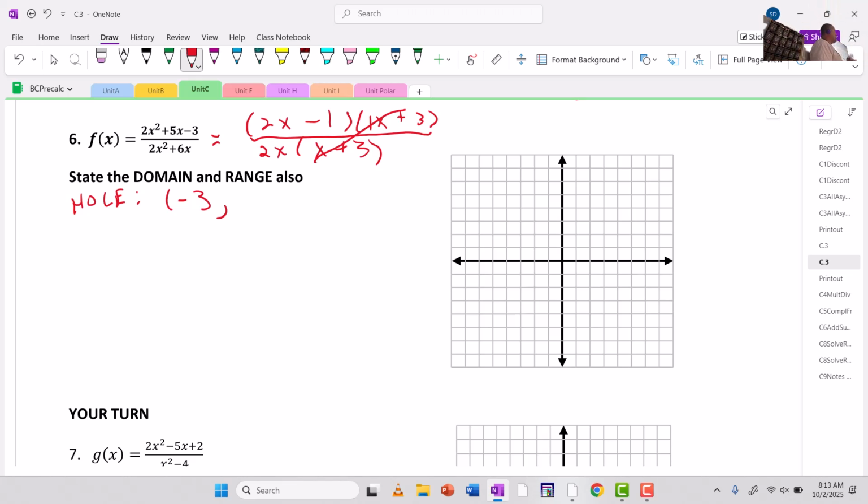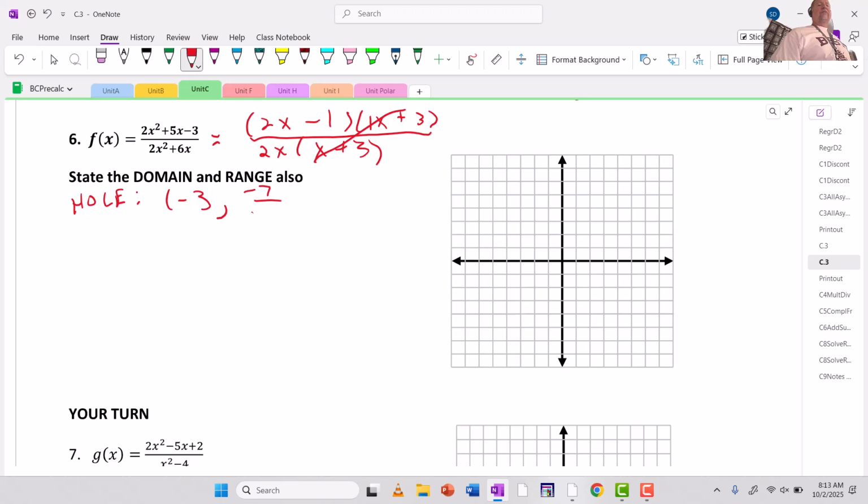Okay, so -3 is the naughty value. Do you understand? Then domain and range. This might be a good one because holes are a little bit different. I'm just going to do the math real quick. 2 times -3 is -6. Minus 1 is -7. Yeah, that does work.